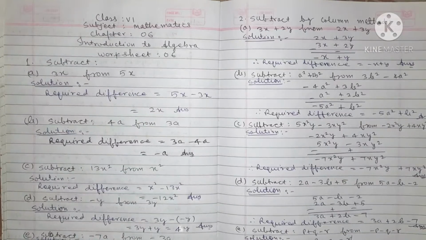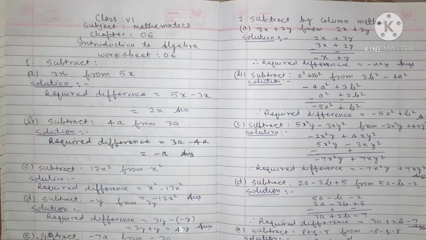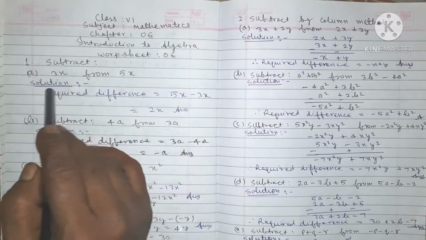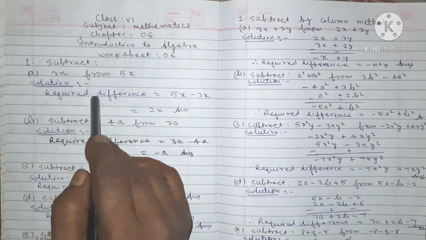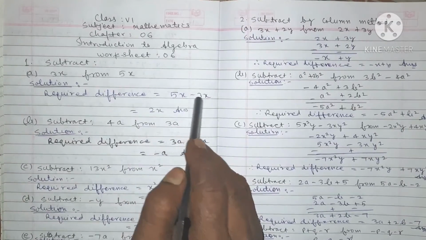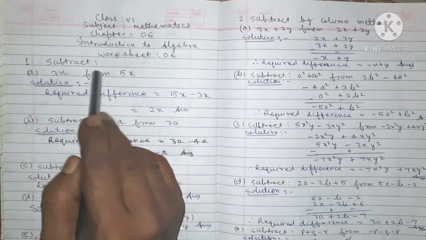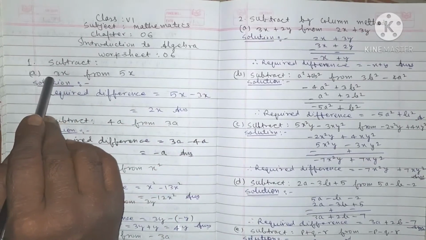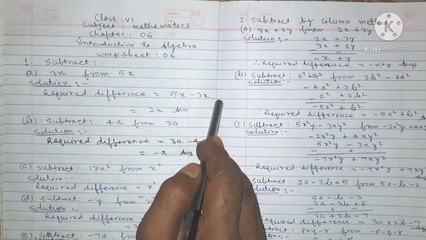My dear students of class 6, I am going to start chapter 6, Introduction to Algebra, worksheet 6, question number 1. Subtract 3x from 5x. For the solution of this question, we write required difference equals 5x minus 3x. After "from", we write first. Before "from", we write after the negative sign.